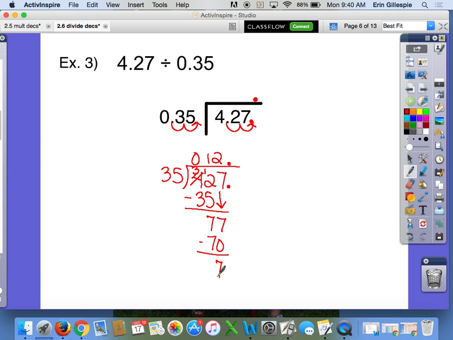Well, I'm out of numbers, but that doesn't mean I'm done. Our answer is not going to be 12.7. I can't just put this leftover here after the decimal. That's not how it works. I need to keep going until when I subtract, I get 0 here. So what am I going to do?